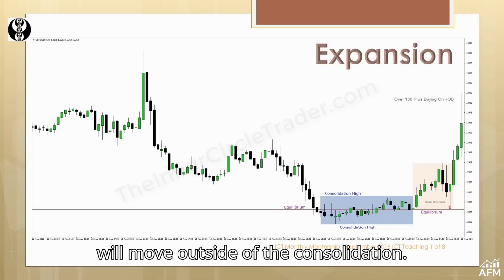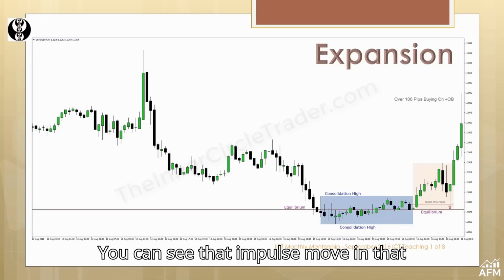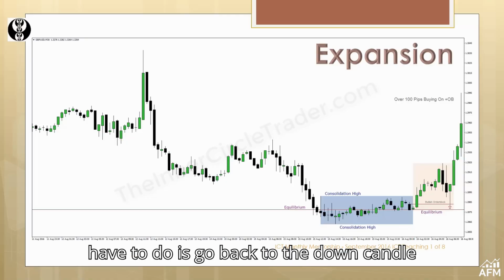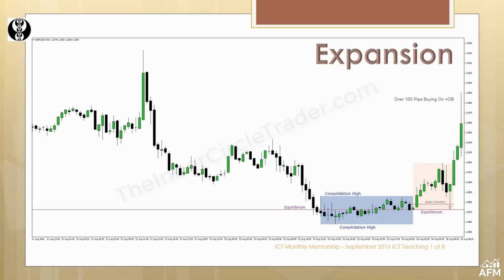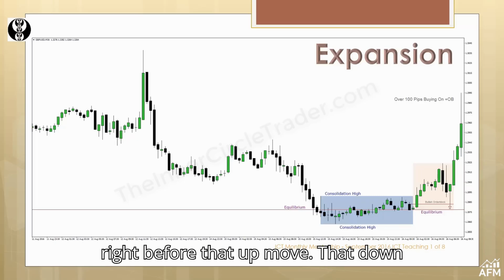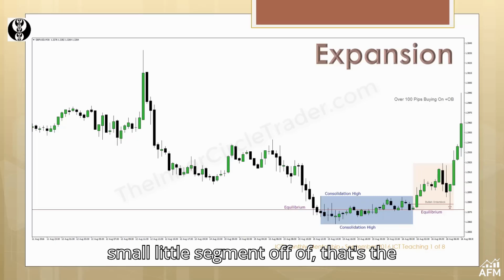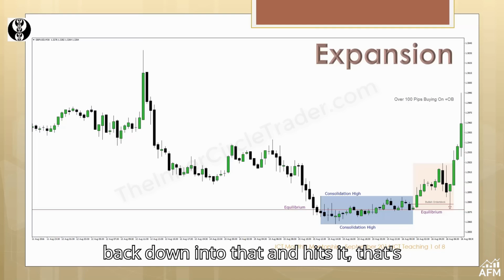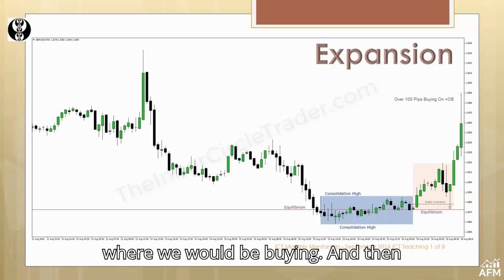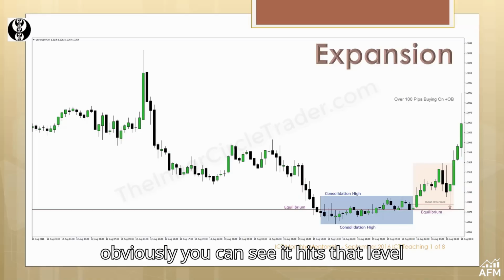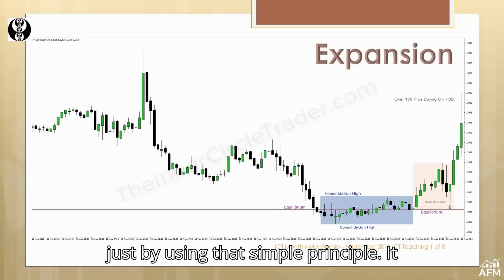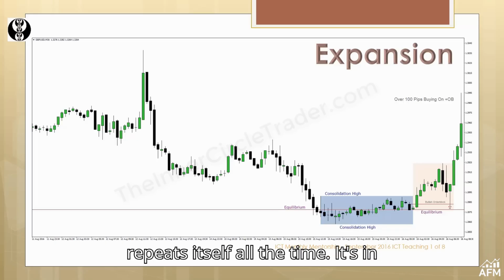Eventually the market will move outside of the consolidation. You can see that impulse move in that tan shaded box. It moves away from the equilibrium price point, and then all we have to do is go back to the down candle right before that up move. That down candle or black candle I'm drawing a small little segment off of, that's the bullish order block. When the price comes back down into that and hits it, that's where we would be buying. And then obviously you can see it hits that level and expands to the upside over 100 pips just by using that simple principle. It repeats itself all the time.